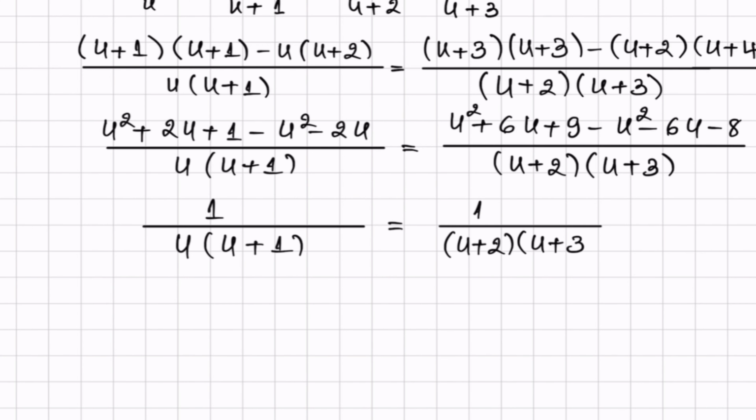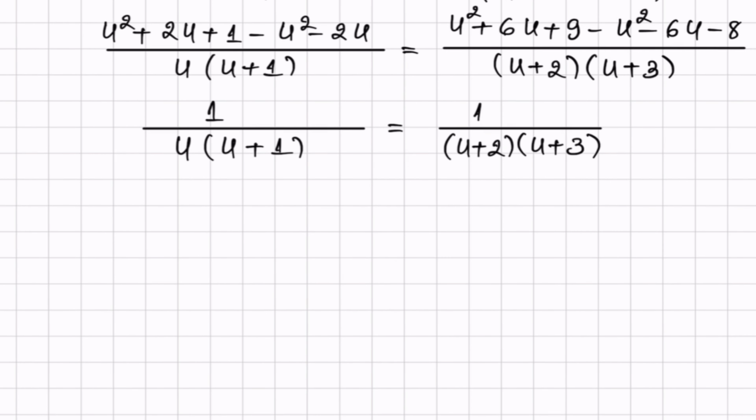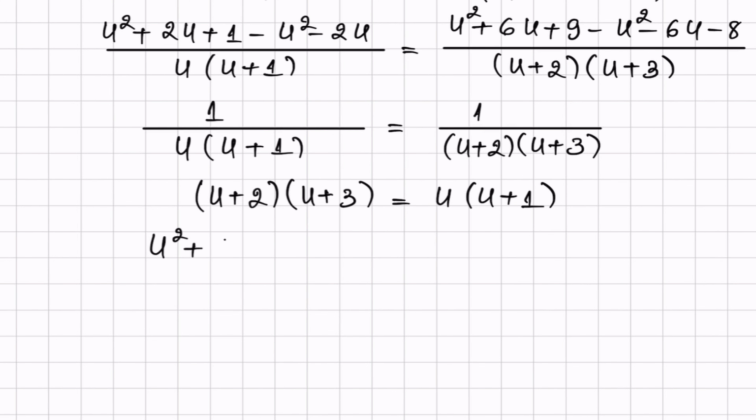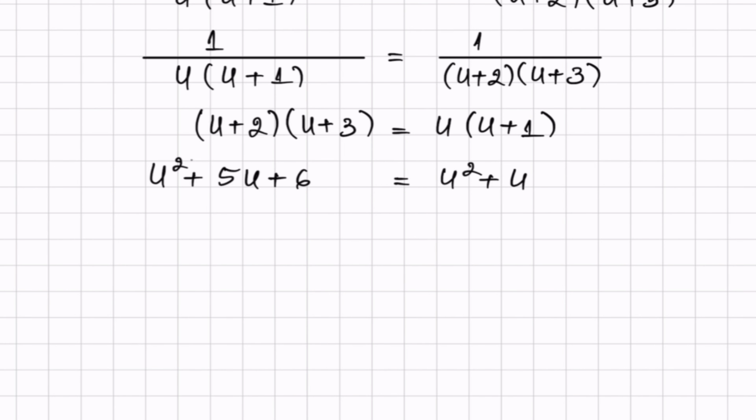(u plus 3). Okay, and then next what we have to do, we just find a common denominator, or we can use the rule of ratio. So we will get (u plus 2) multiplied with (u plus 3) equal to u multiplied with (u plus 1). Okay, then we will get u square plus 5u plus 6 equal to u square plus u. And then we can cancel u square on both sides of the equation.